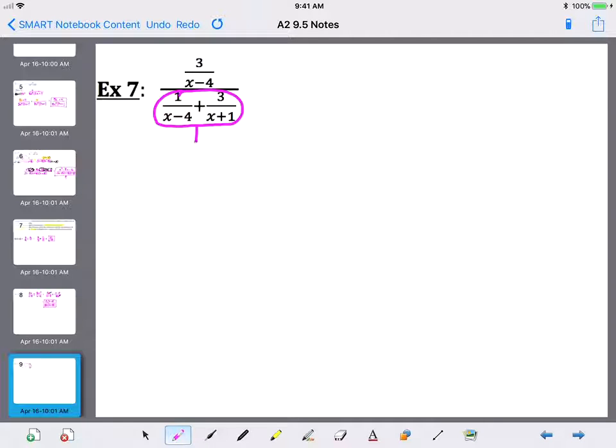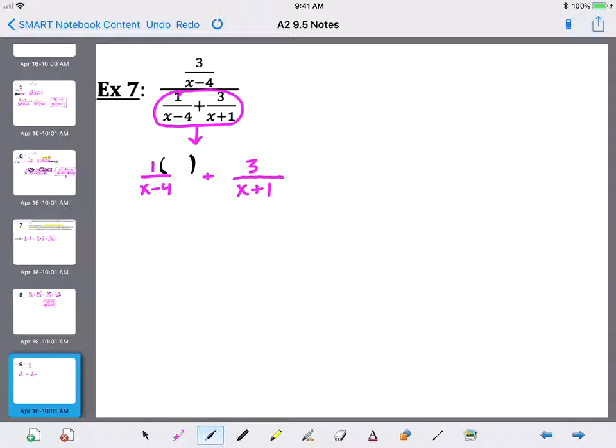So we're going to do this off to the side here. All right, some side work. I'm just going to rewrite my 1 over x minus 4, I'll leave some space, and 3 over x plus 1. So I've got to find a common denominator first. When in doubt, you can always multiply the fractions by the other fraction's denominator.